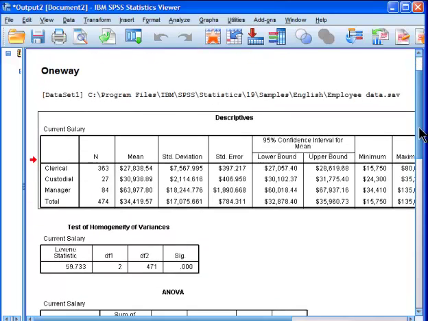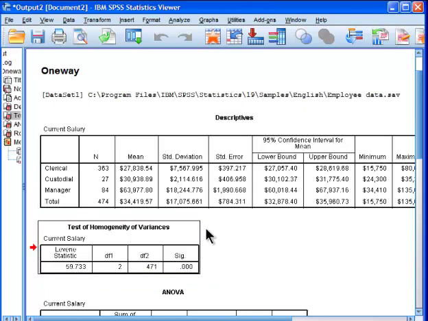Now, in SPSS, you get the test of homogeneity of variances. That's an assumption of analysis of variance in conjunction with the dependent variable measured on a continuous scale. You also assume that the variances or standard deviations are equal within sampling variation, and SPSS is telling us that that is definitely not the case, which happens very often in real world examples.